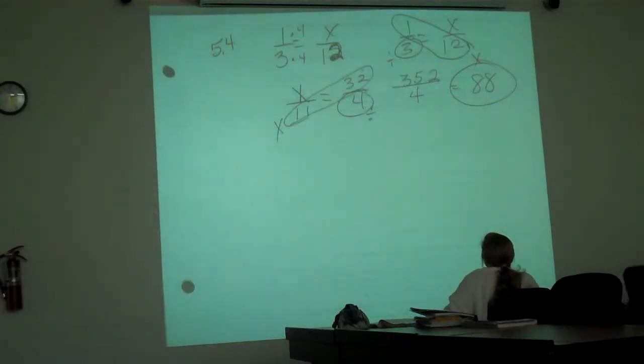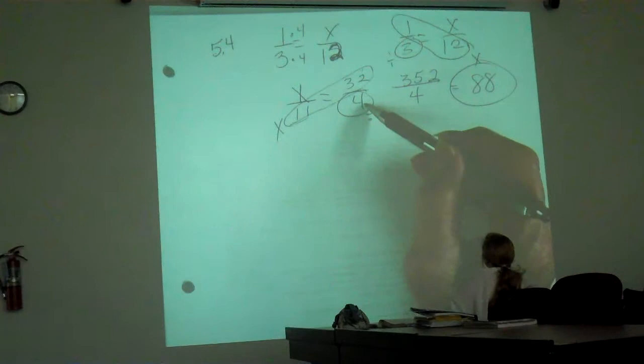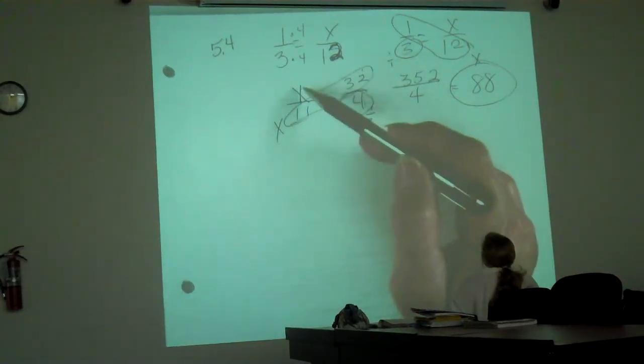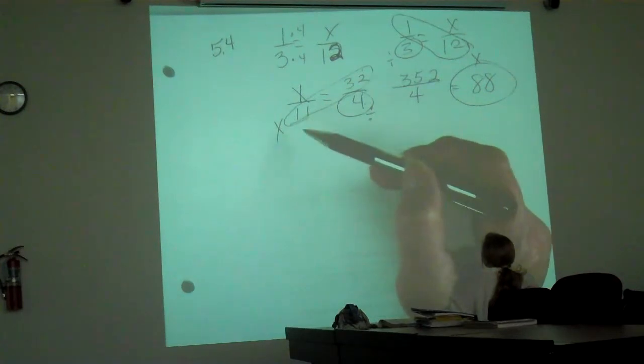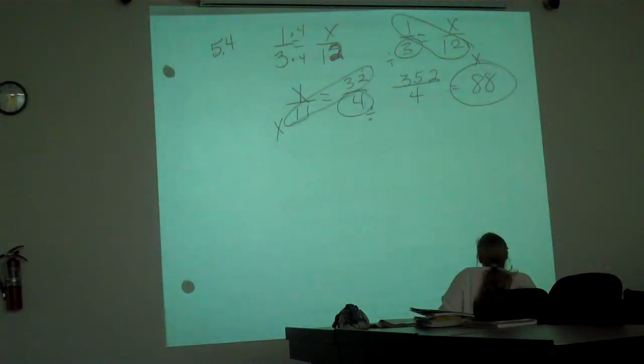You could have said 32 divided by 4 is 8, so this reduces to 8. And so what over 11 would be 8, and you could have got 88 that way. When you write your answer, do you have to put that x equals 88? Just 88 is fine.